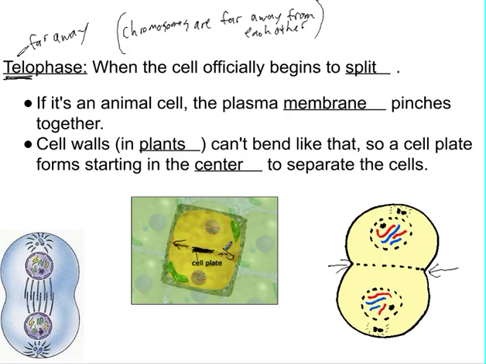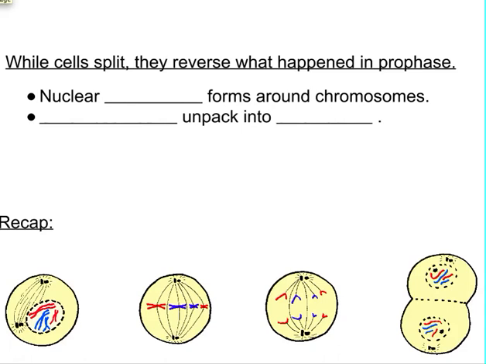So it pinches in. In plant cells, it grows out. Okay? Now, while these cells are splitting, they reverse what happened in prophase.